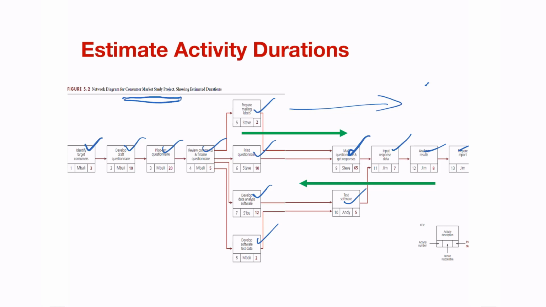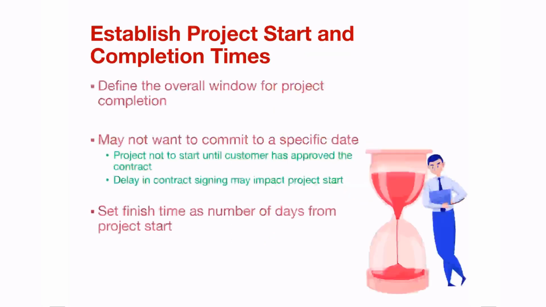What the forward pass does is look at the earliest times activities can start and the earliest times activities can finish: early starts and early finishes. And then the backward pass looks at late starts and late finishes. The intention is to look at the difference between those two, in order to understand if you've allocated and estimated sufficient time for all of the activities to take place.